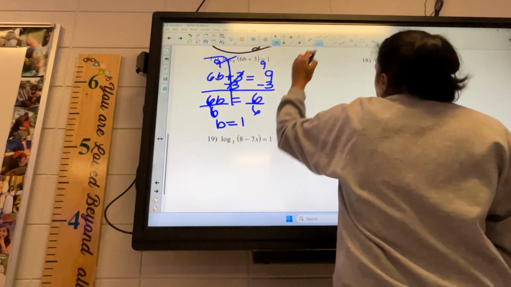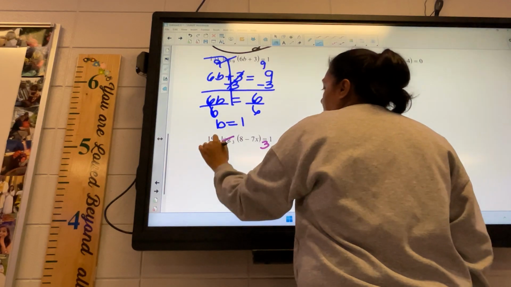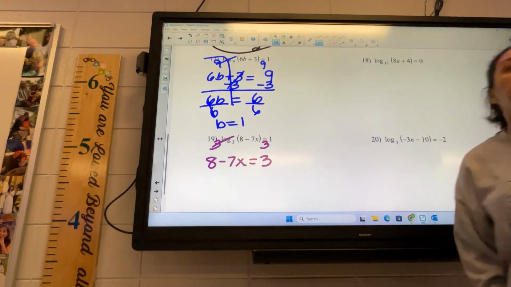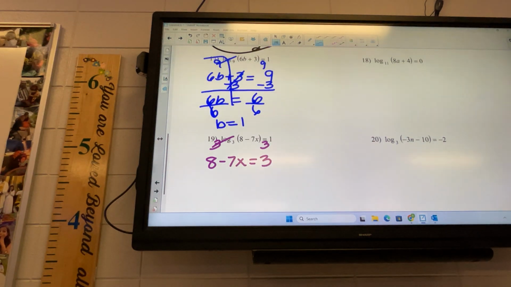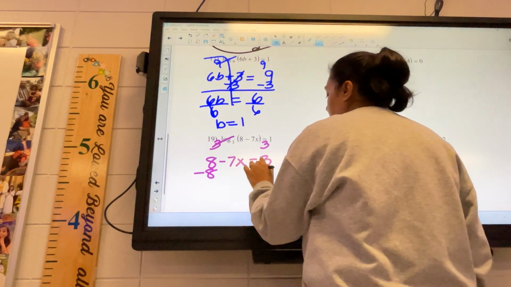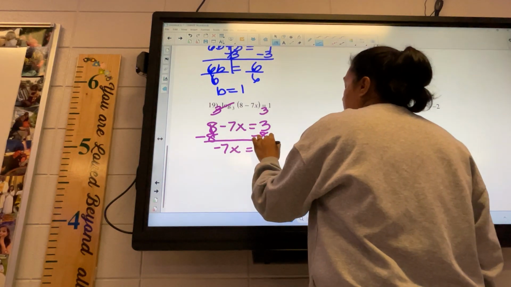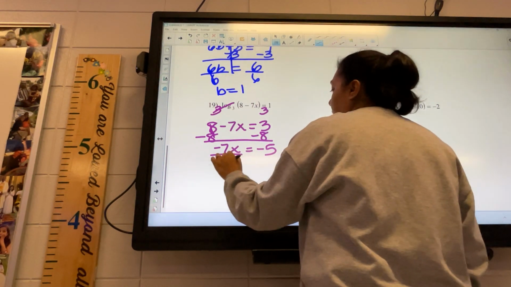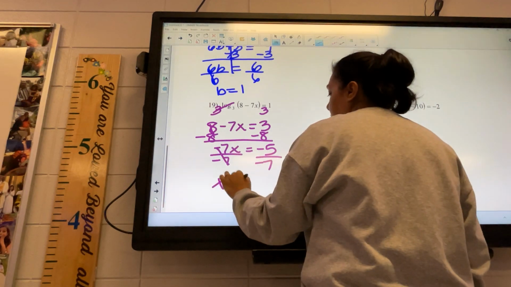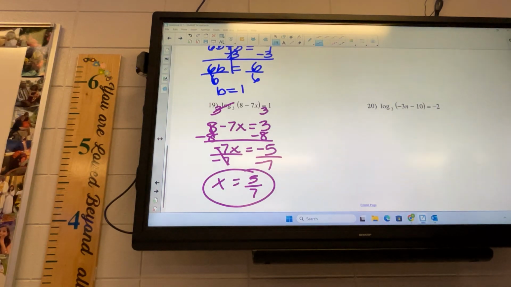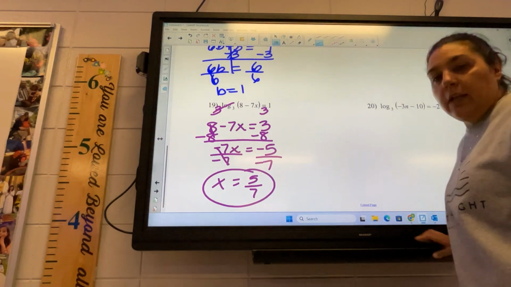19, we're going to raise both sides to the 3. So I get 8 minus 7x to the 3. 3 to the 1 is 3. Subtract 8. Minus 8 on both sides. So we got negative 7x equals negative 5. And then divide by negative 7. You should get a positive 5 over 7. Okay, you guys have 10 to do on your own. Go through and get your 10 done.